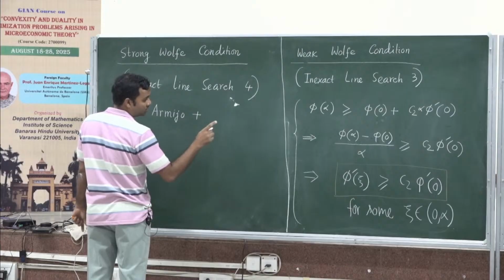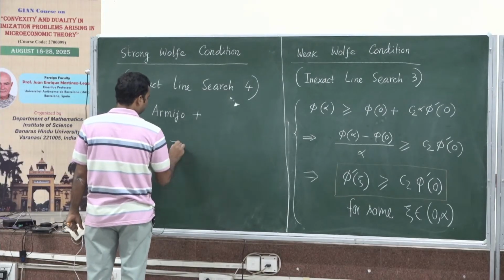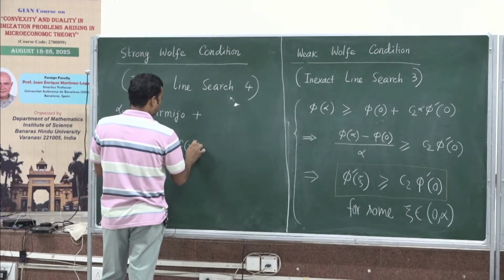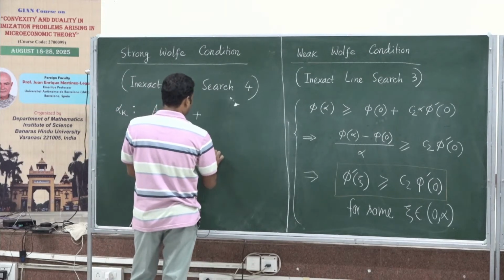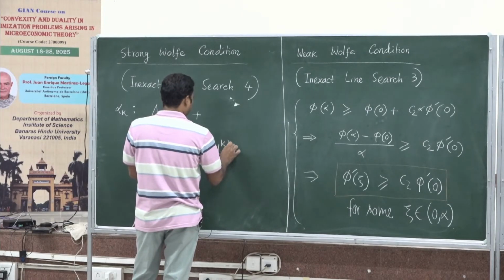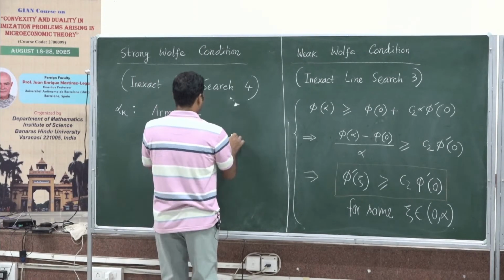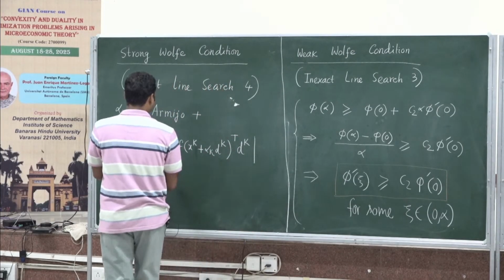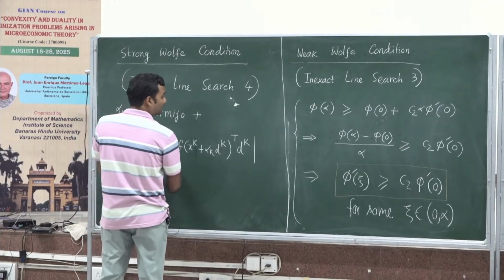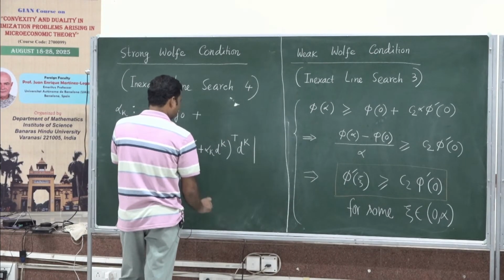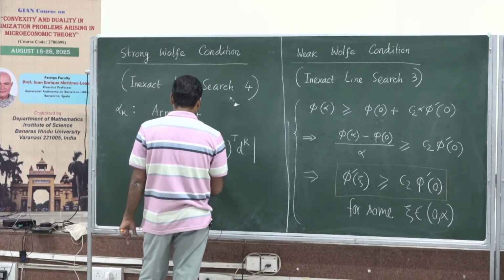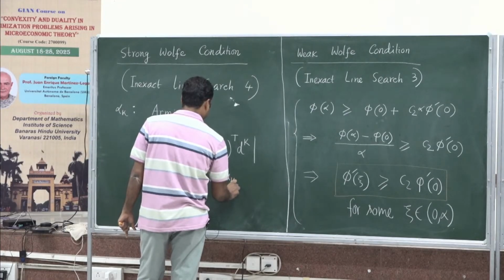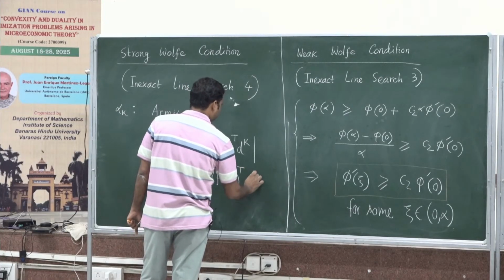Plus we consider that the gradient of f at xk plus alpha k dk, transpose dk, is less than or equal to minus c2 times the gradient of f xk transpose dk.